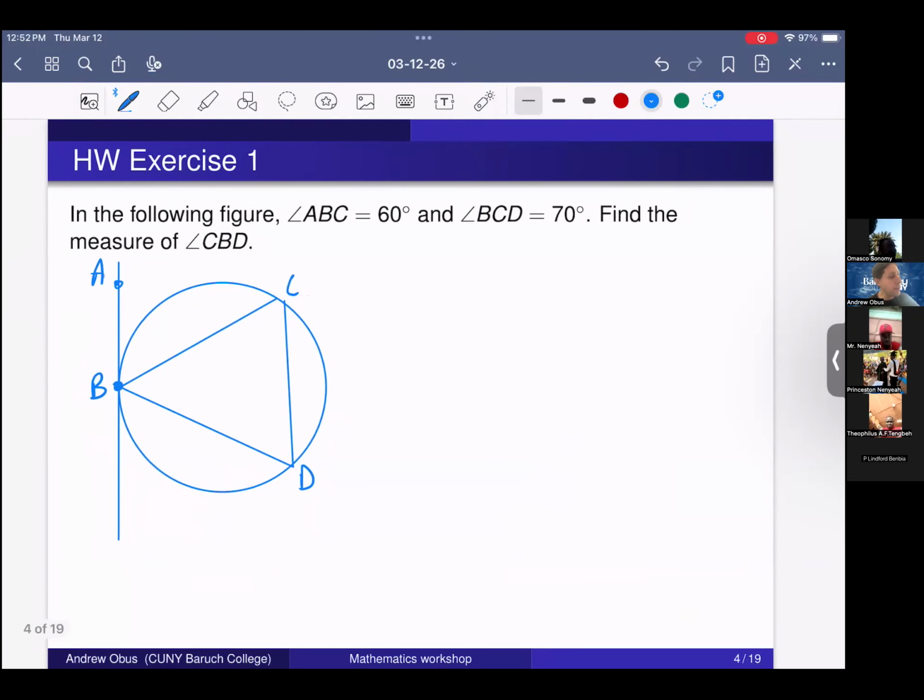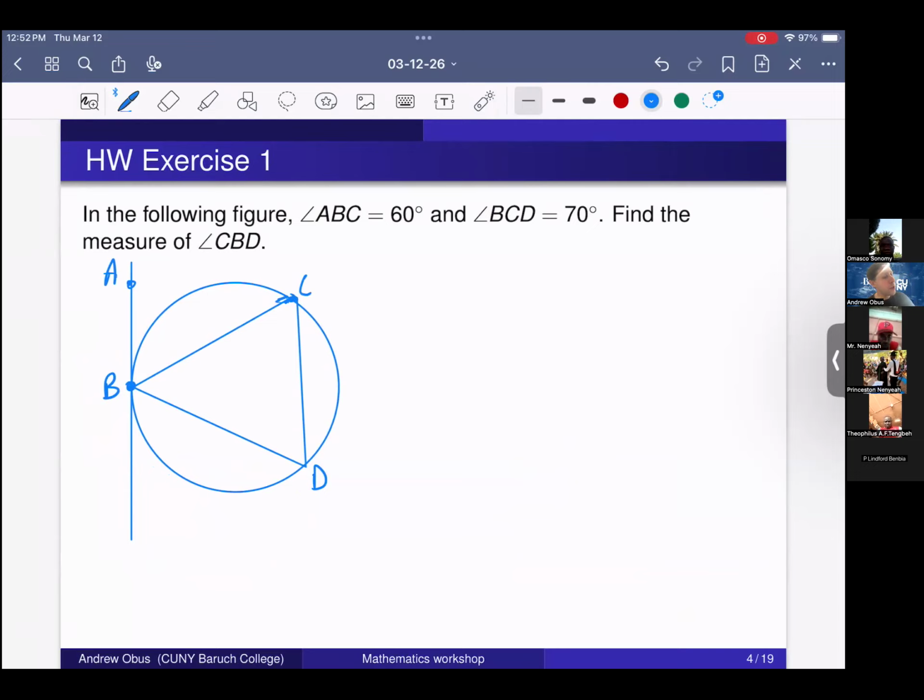And then we're given in this triangle that angle ABC equals 60 degrees. So I'll fill that in. This is going to be 60 degrees. And angle BCD here is going to be 70 degrees. Okay, and the question is find the measure of angle CBD. There are a few ways that you can do this. But the point is, we're going to use these theorems that we've recalled at the beginning of the lecture in order to do this.